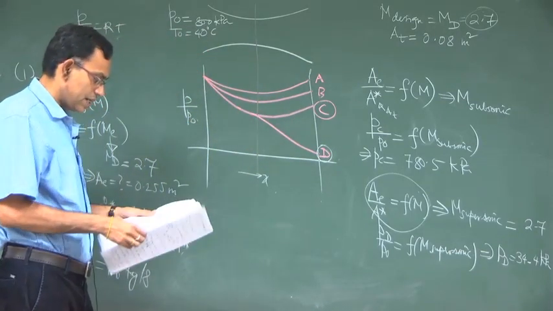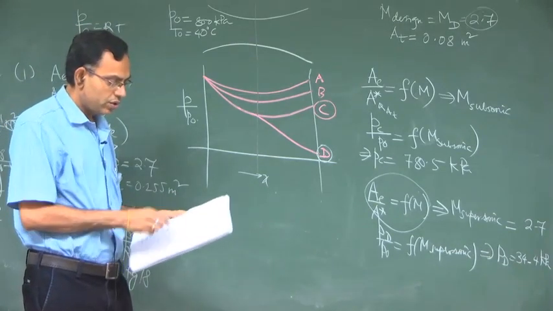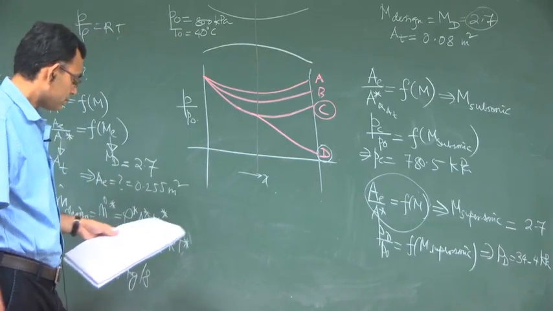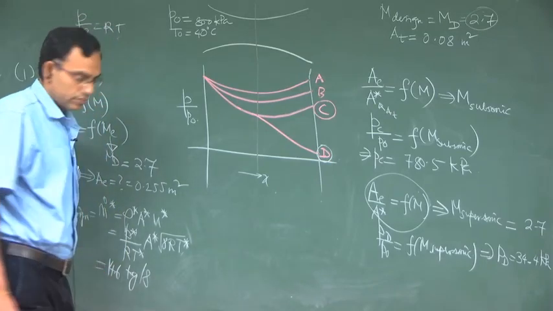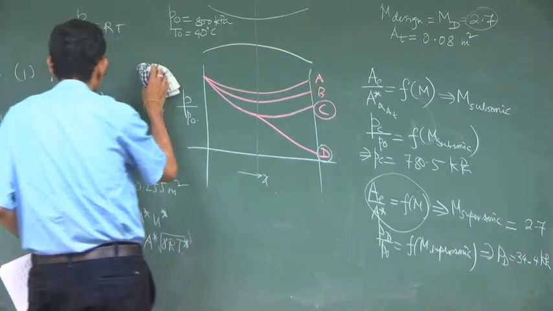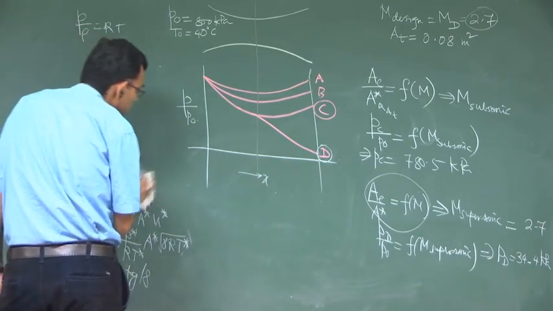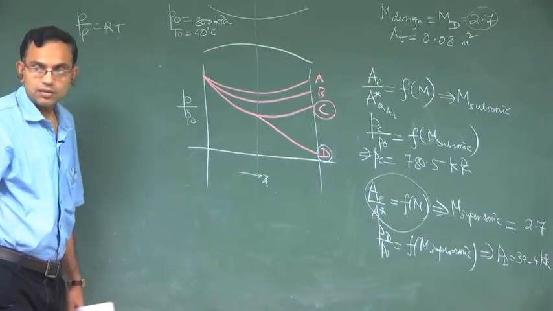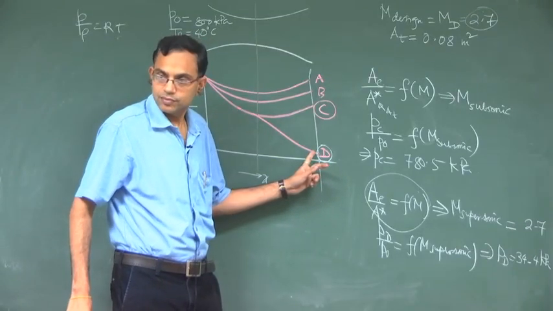Next part, that is question number 5, is what is the back pressure for which normal shock will occur at the exit plane. Okay. So, if the normal shock occurs at the exit plane, then the design Mach number condition is obtained just before the exit plane, right.